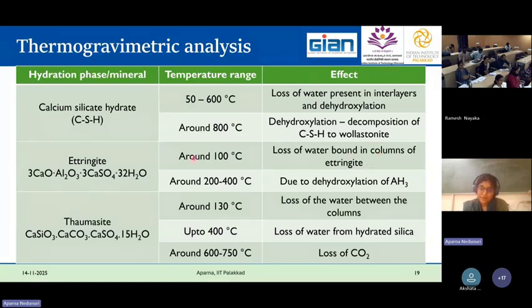So even at 100 degrees centigrade, you can see a loss of water that is bound in the columns of ettringite. And around 200 to 400 degrees centigrade, once this water is lost, you'll have dehydroxylation of the remaining water, and that would result in gypsite.